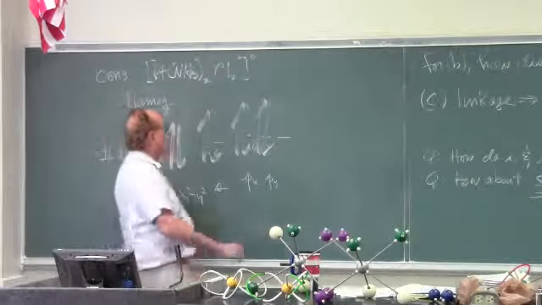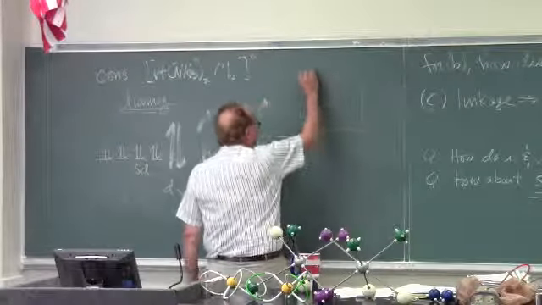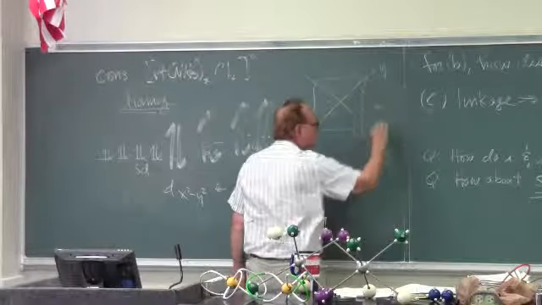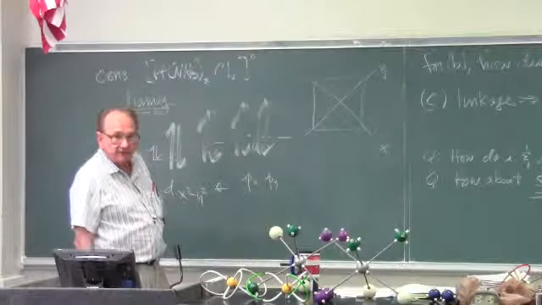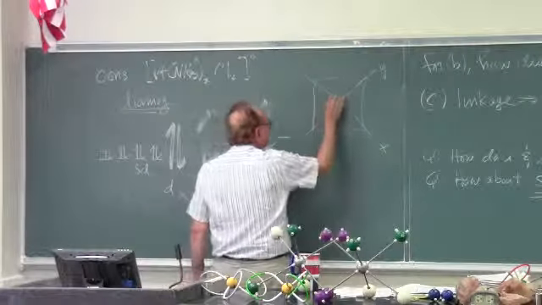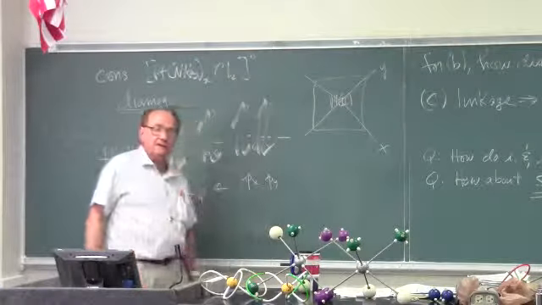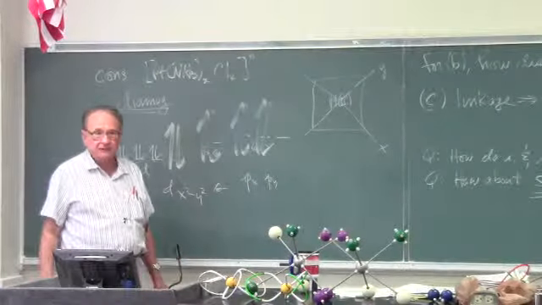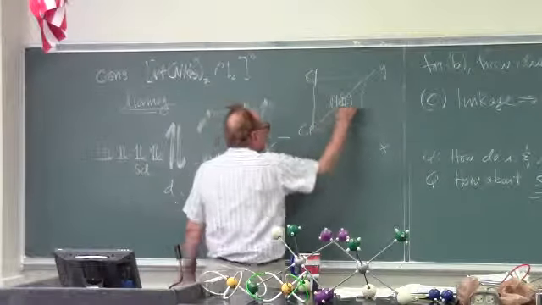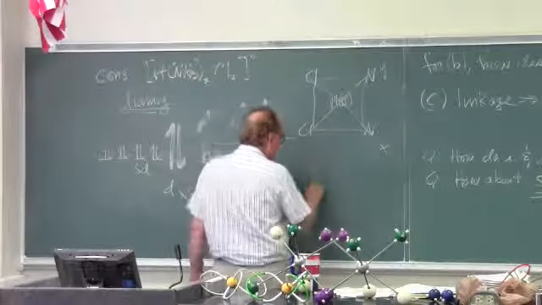Okay? So if I want to draw a picture of this complex, all I got to do is draw a square. If I want Cartesian coordinate reference axes, I'll put them in like this. Here's platinum at the center. And now, where can I locate the chloride ion ligands and the ammonia molecule ligands? Well, I can put the chloride ion ligands here. That makes the ammonia molecule ligands here by default.